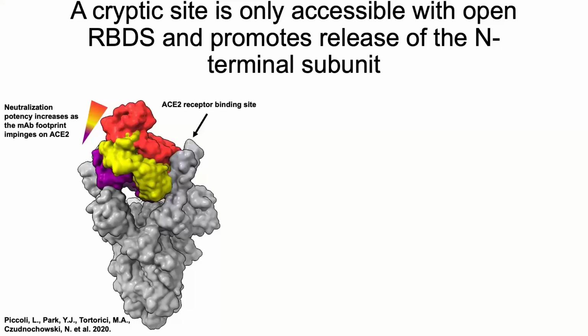And one other really interesting observation about these antibodies is that they are really only able to bind when the receptor binding domain is open. Something that we've noticed is that, as the receptor binding domains open, the spike protein becomes less stable. And we can actually capture this using cryo-electron microscopy.